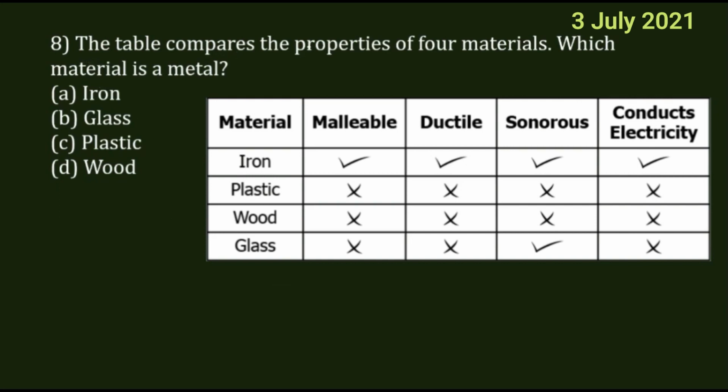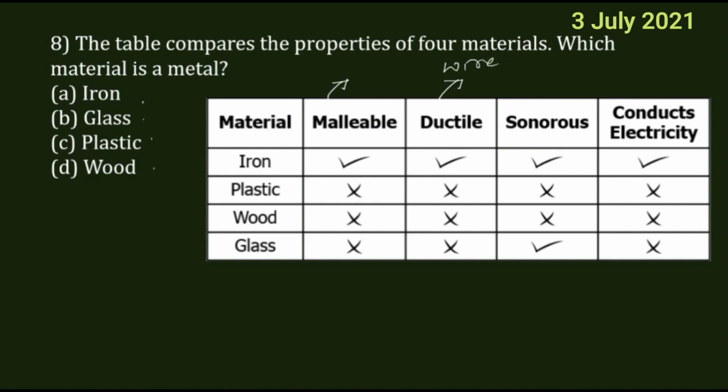The table compares the property of four metals, which material is a metal. Okay. So the question is which material is a metal. Iron, glass, plastic and wood are there. Right? Iron is malleable, ductile. What is malleable? We can convert that into sheets. Ductile, we can convert that into wires.